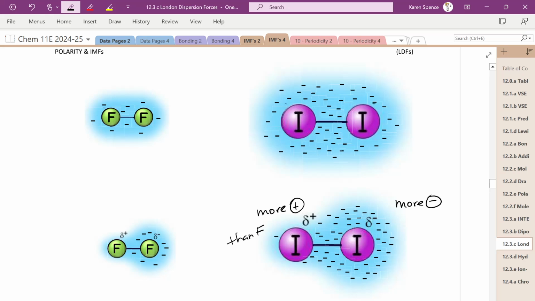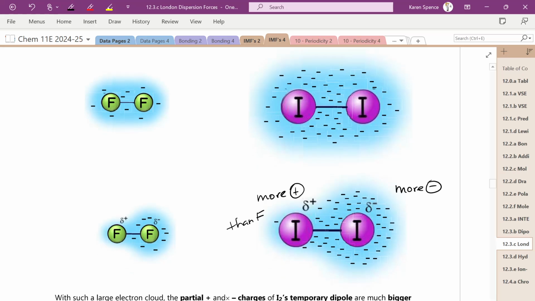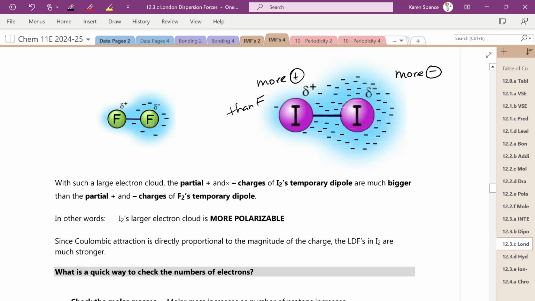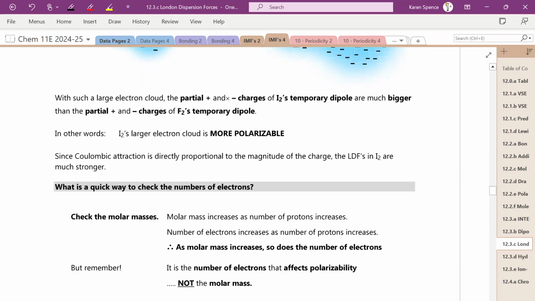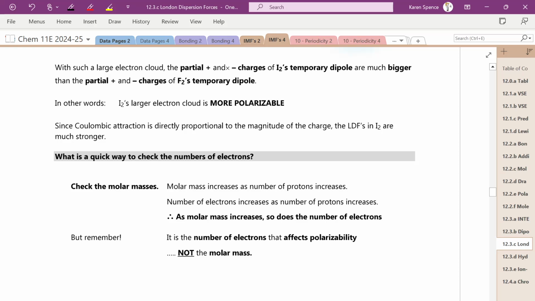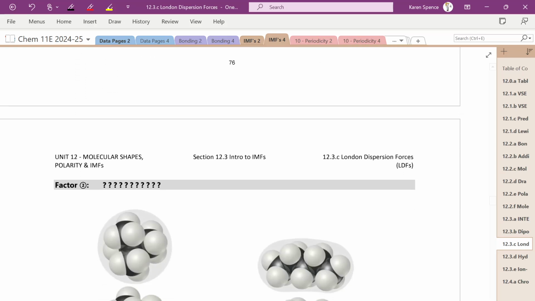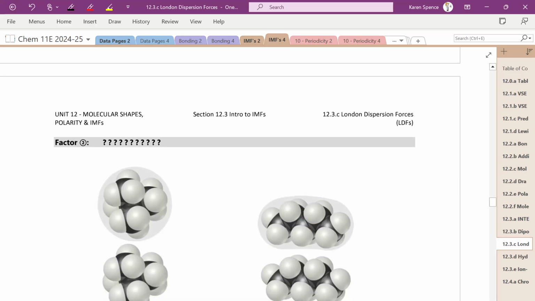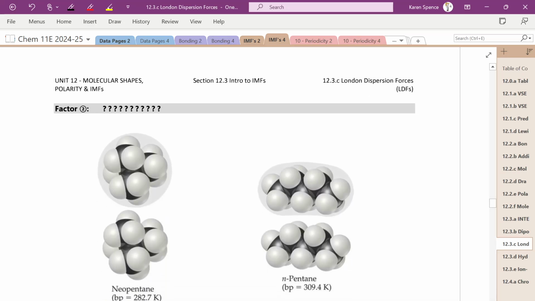So that's the first thing that can affect LDFs. Probably you already knew that because we kind of covered that on our previous test about IMFs. Okay. Quick way to check the number of electrons, check the molar masses, but molar mass isn't the real reason. Okay. Factor number 2. What is it?